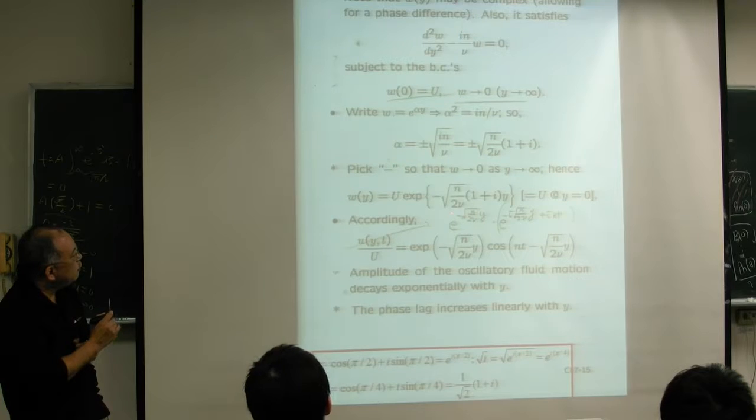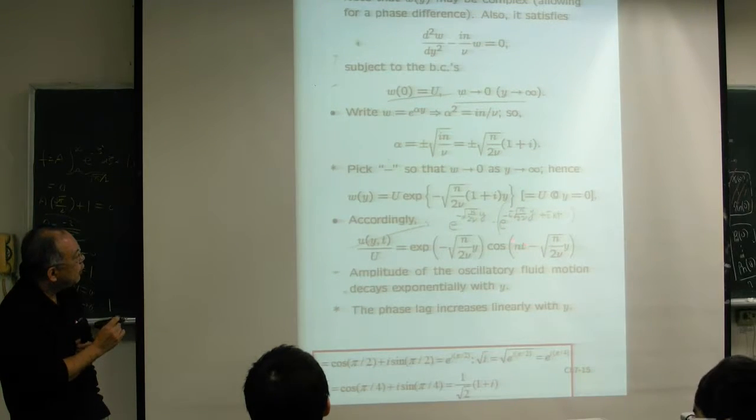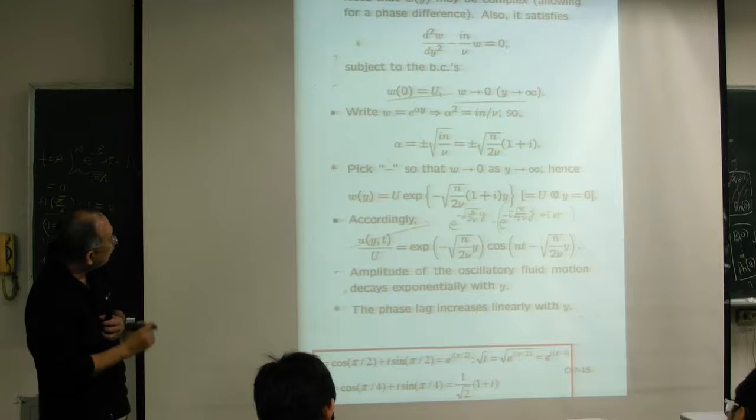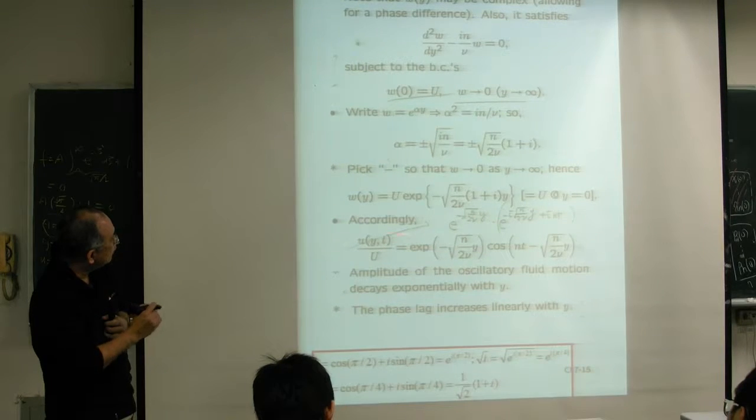If you expand this, this is a real part and this is an imaginary part, right? The imaginary part gives you cosine plus i sine. Then take the real part, only cosine. So this is the cosine we have. Okay, so finally we have this solution form.